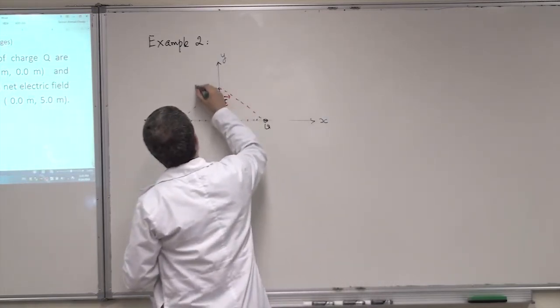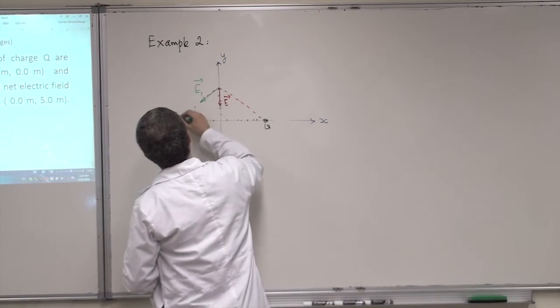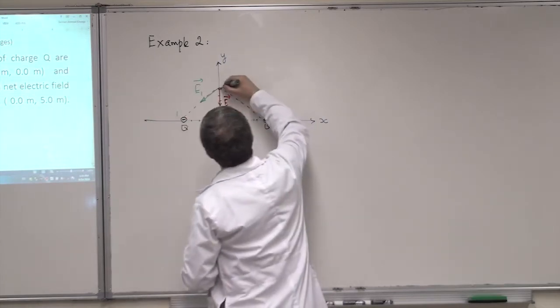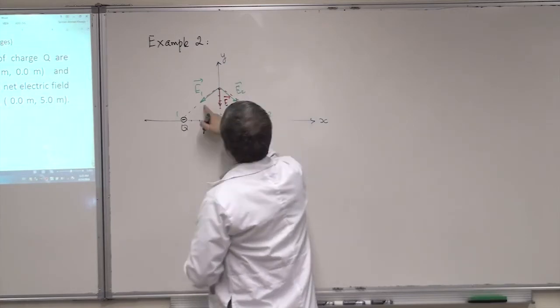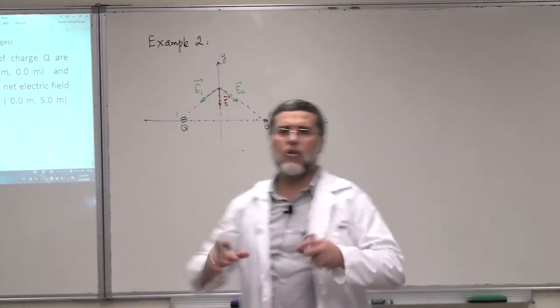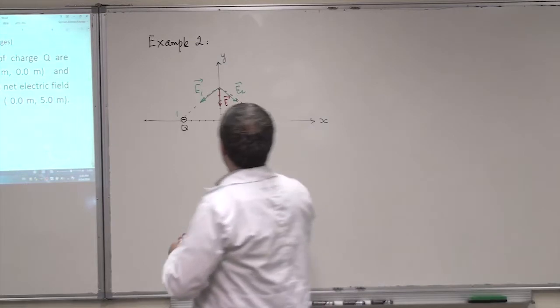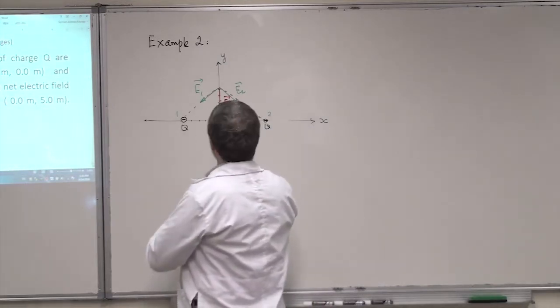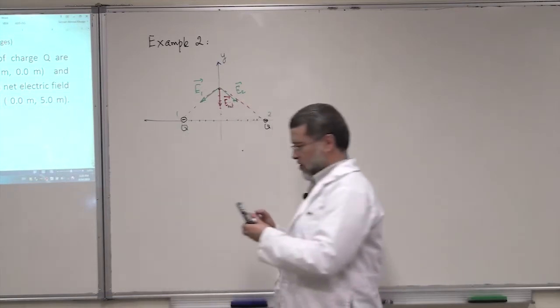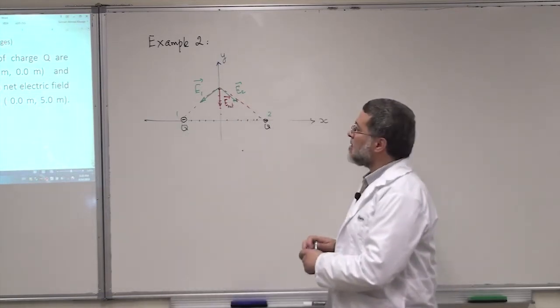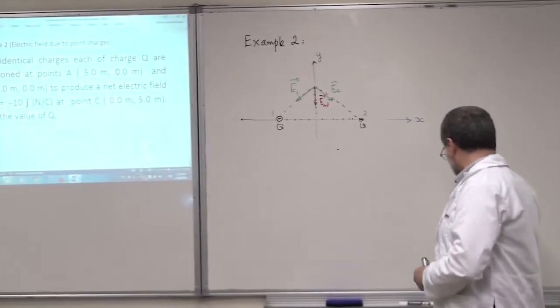This is E1, for charge number 1, and this will be E2 for charge number 2. I'm sure these two electric fields have the same magnitude. And this in red is the net electric field, the net of the two charges. Now, why is it in that direction? Let me tell you why.